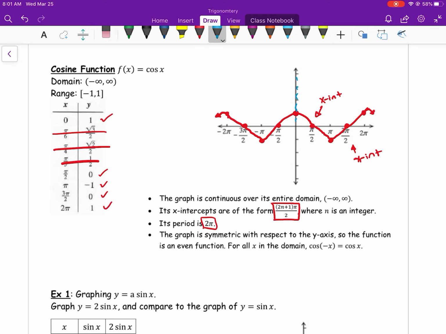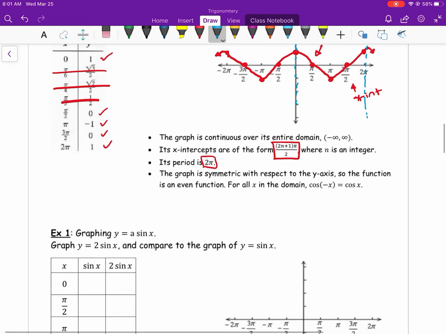Just like sine, in this dotted region right here, this is what's going to repeat, the period. And we did the symmetry part of it.